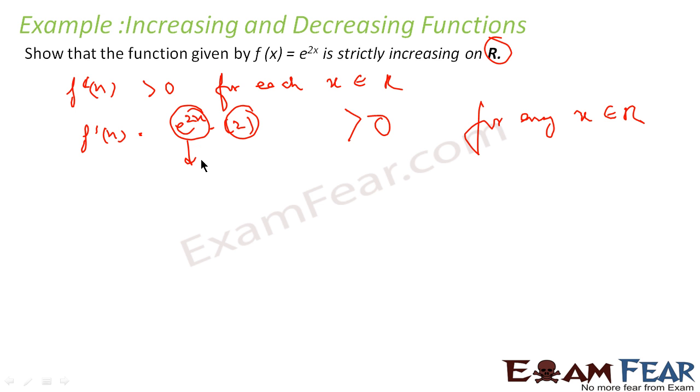You take any value of x, even if you take a negative value of x, this is positive. E to the power x is greater than minus 5. Minus 5 into 2 is minus 10. So e to the power minus 10 is also positive. You take any value of x, this is positive. So this is strictly an increasing function.